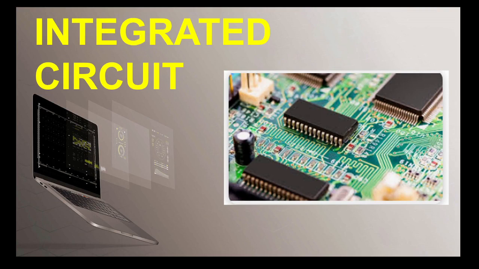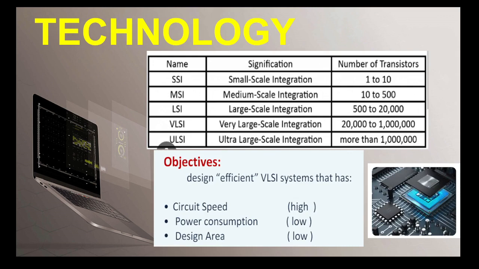A circuit which has many combinations of both active as well as passive devices put together on a single IC, we call it an integrated circuit. I repeat, a chip which encompasses both active devices and passive devices is called an integrated circuit.